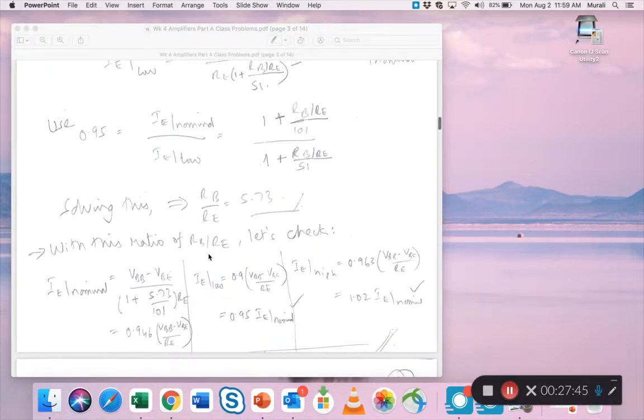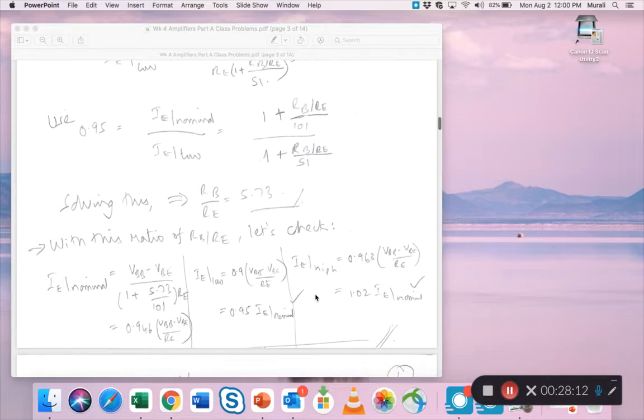With this ratio of RB by RE, let's check. So IE nominal is this. IE low is this, which is 0.95. IE high comes out to be 2% higher, which is also within the range. So this and this, we put a check mark to say, yep, we satisfy the condition.